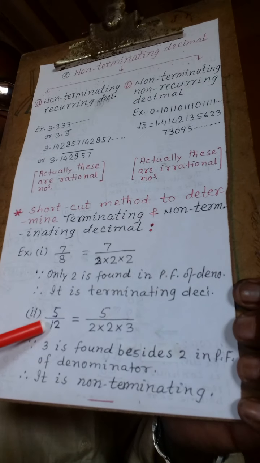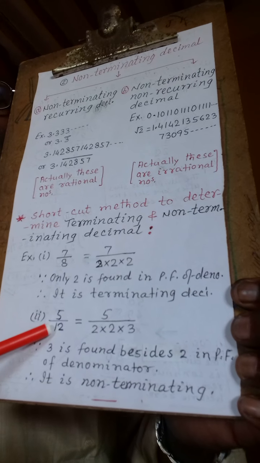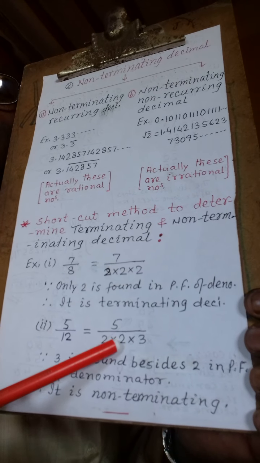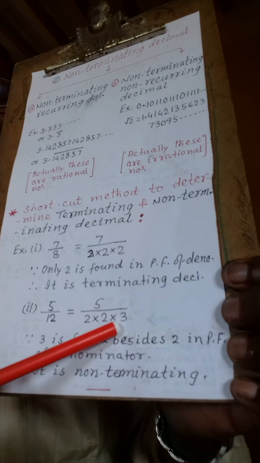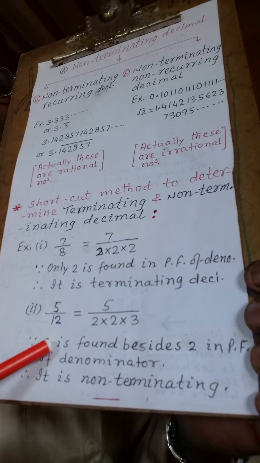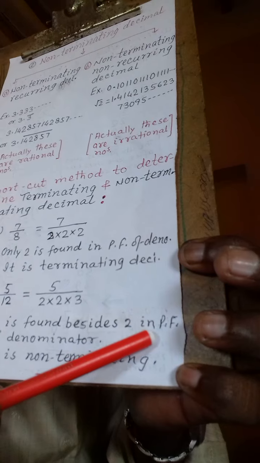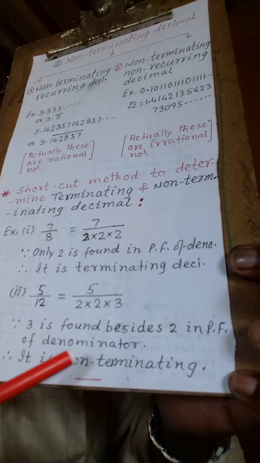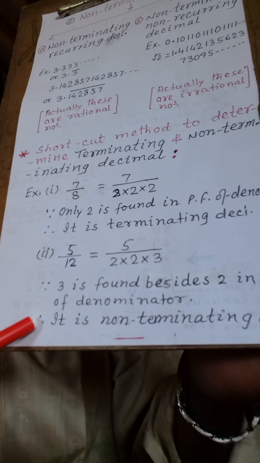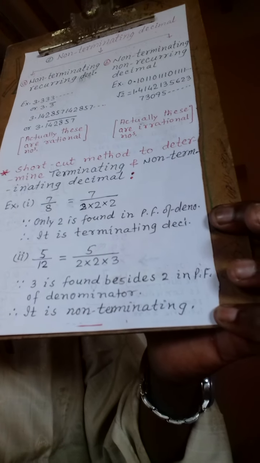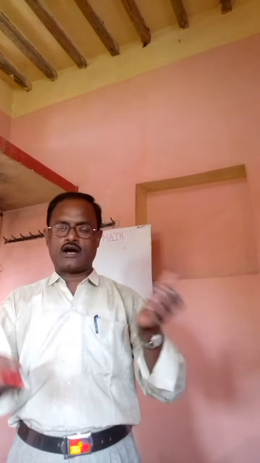Again, first of all, we factorize the denominator 12 and we get 2 into 2 into 3. You are watching 3 is found besides 2 in the prime factorization of the denominator, and therefore it is a non-terminating decimal. Clear, student? I hope your doubts have been cleared.